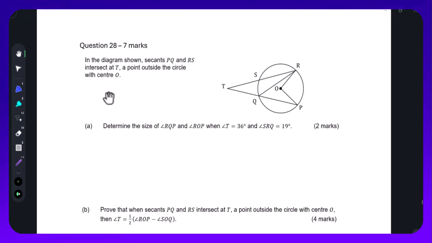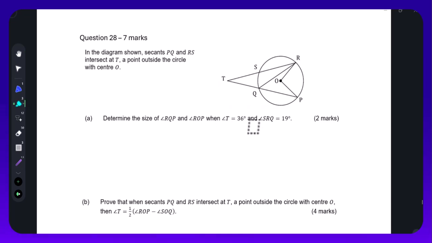Okay, question 28. In the diagram shown, secants PQ and RS intersect at T, a point outside the circle with centre O. Determine the size of these angles: RQP, and also ROP. When T is 36 and SRQ is 19, T is 36 and SRQ on there is 19.